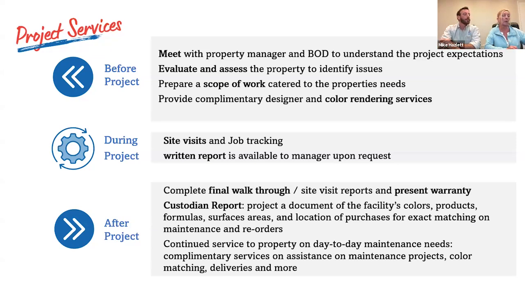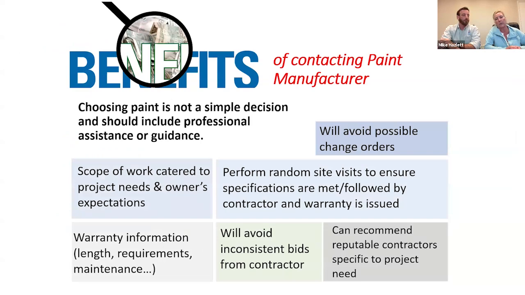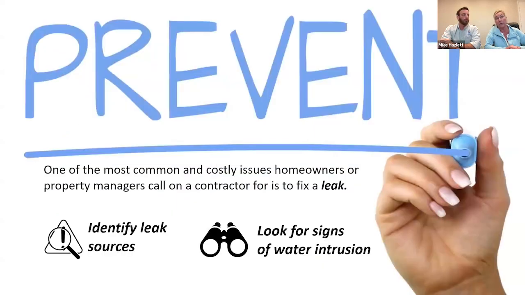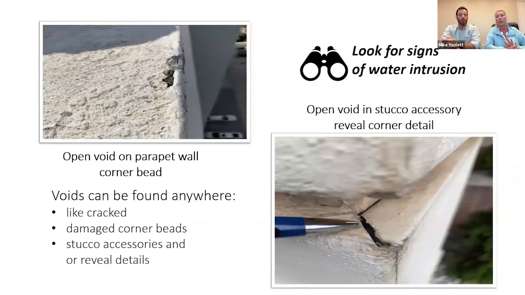So, and again, everything is available to you digitally, so we can send it to the board of directors, we can send it to the property manager, and then once the warranty is administered, that is sent to you, but it is also kept at our district office if you ever need to get a copy of it.